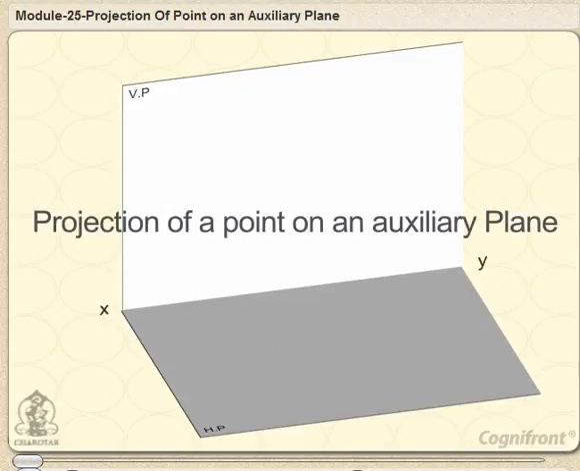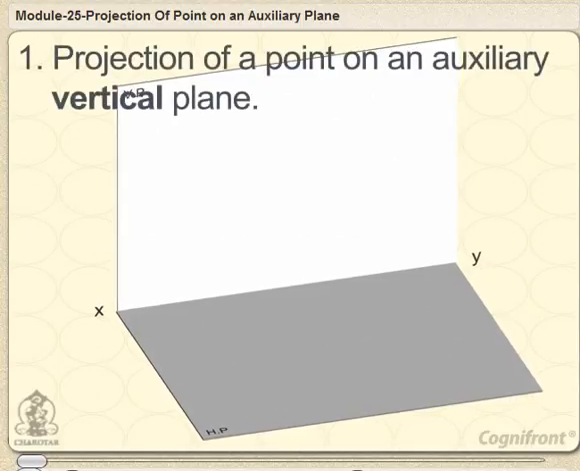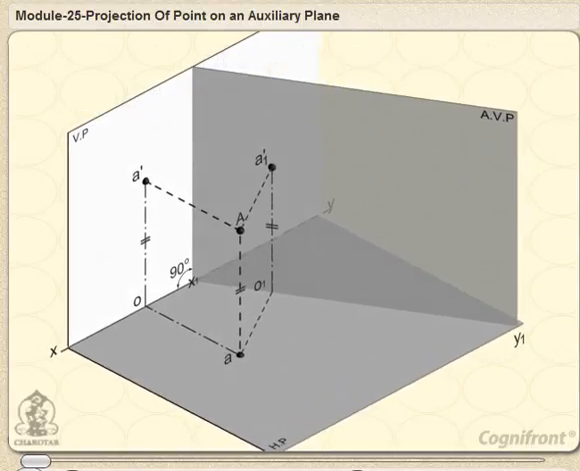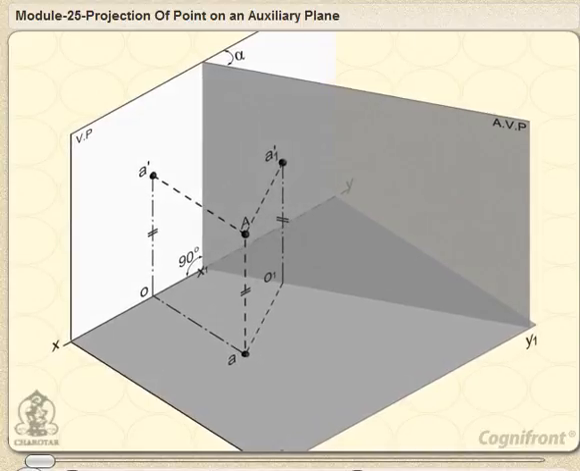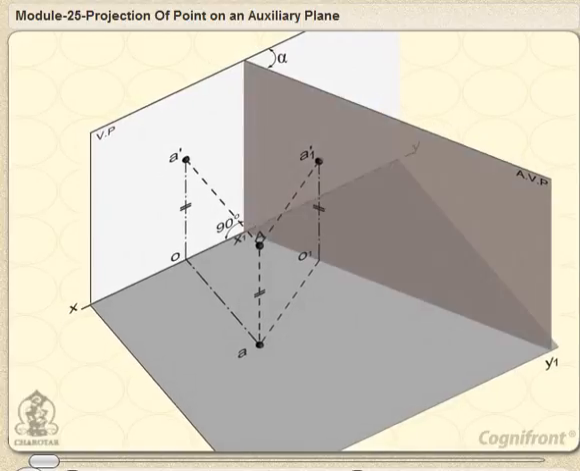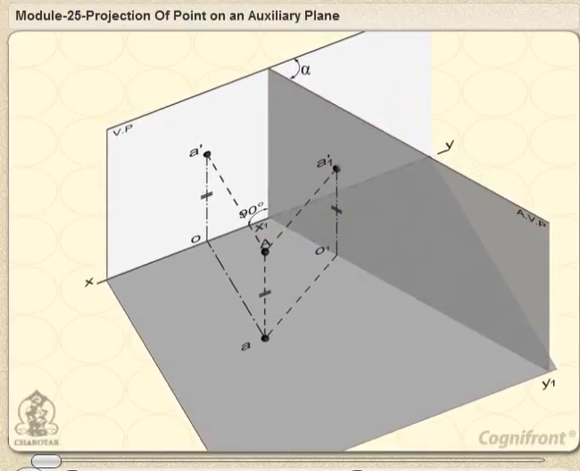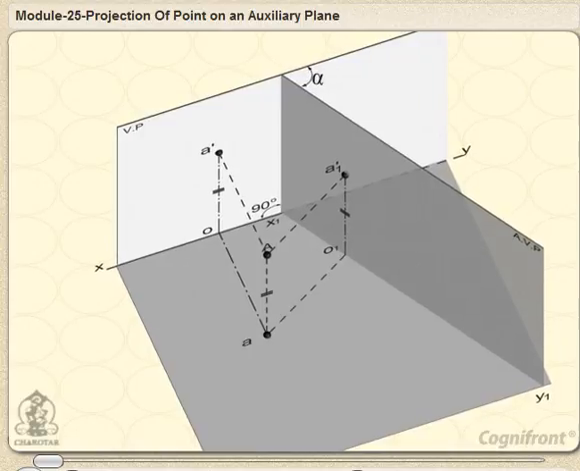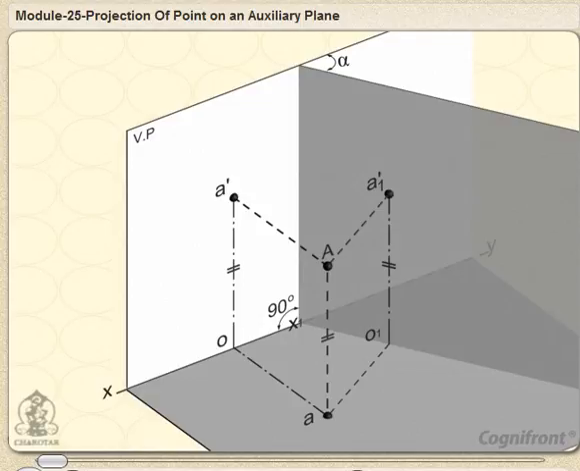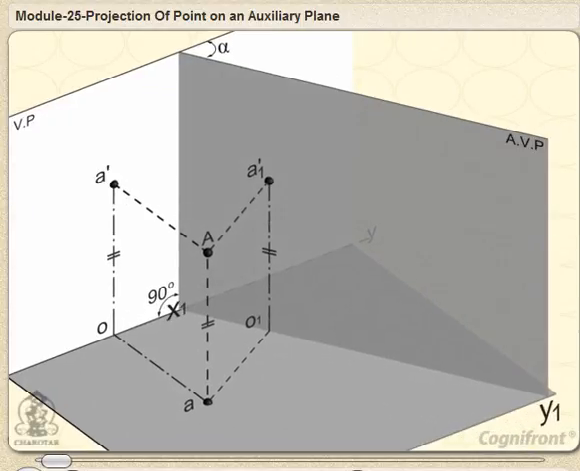Projection of a point on an auxiliary plane. 1. Projection of a point on an auxiliary vertical plane. A point A is situated in front of the VP and above the HP. AVP is the auxiliary vertical plane inclined at an angle alpha to the VP. The HP and the AVP meet at right angles in the line X1Y1.